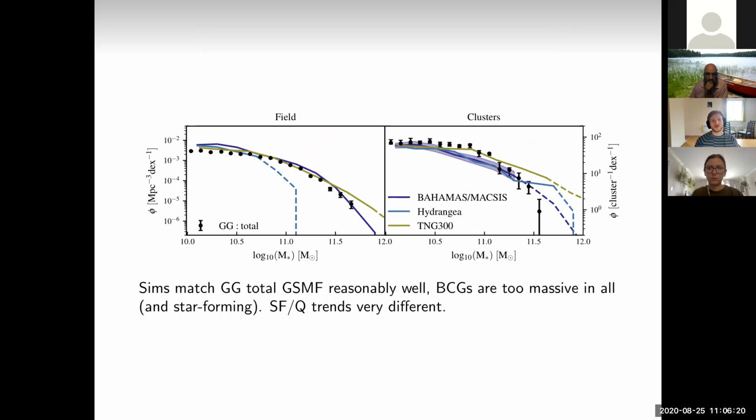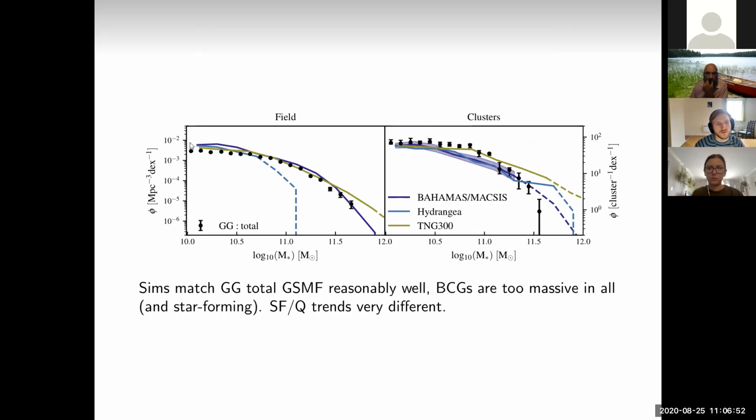Now, the total stellar or galaxy stellar mass function. Again, you'd expect that to agree because all three simulations at least monitor that as they run the simulation and the parameters that they choose. In the field, the Bahamas and TNG, which is this yellow line, they do okay. The most massive galaxies seem to be a bit more massive in TNG, and that's a feature that I see everywhere.